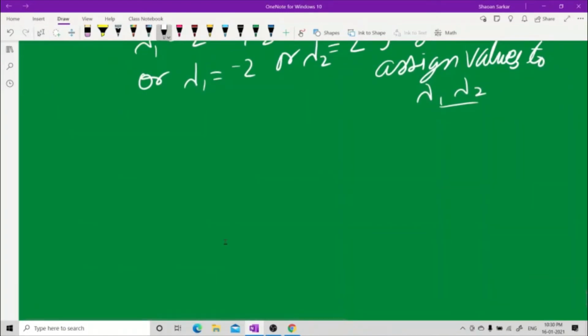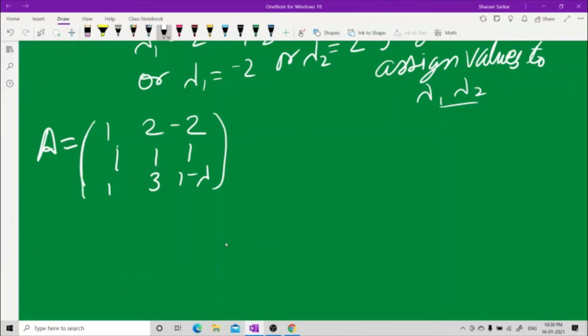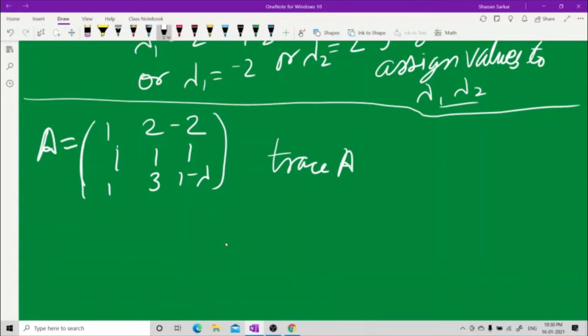I was taking A equal to 1, 2, minus 2, then 1, 1, 1, then 1, 3, minus 1. Then what is the sum of the roots? Trace of A. Sorry, I made a mistake while writing; this ought to be minus 1. Lambda 1 plus lambda 2 plus lambda 3 is equal to 1 plus 1 minus 1, and this is plus 1. That does not mean that lambda 1 is 1, lambda 2 is 1 and lambda 3 is 1. Never make this mistake.